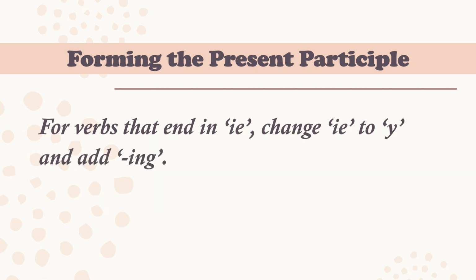For verbs that end in ie, we have to change ie to y and add ing. Example, lie, which is ending in ie, we have to change the ie into y and add ing to make it lying. And also in tie, just change the ie to y and then add ing.